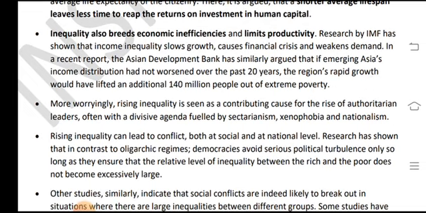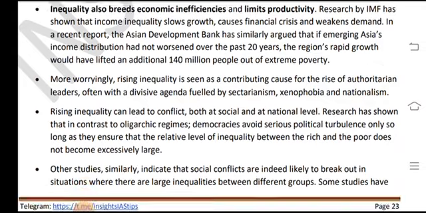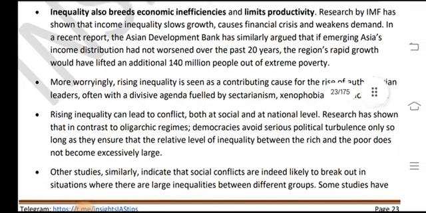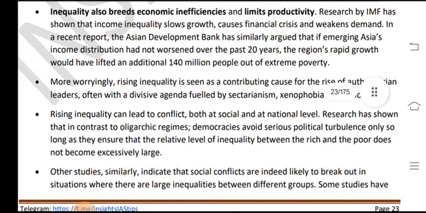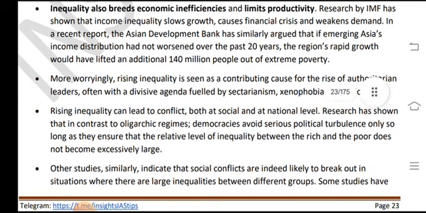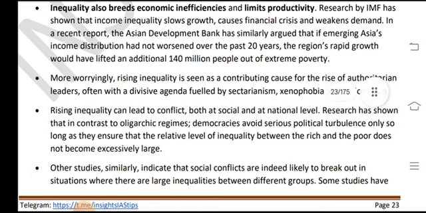Inequality also breeds economic inefficiency and limits productivity. Research by the IMF has shown that income inequality slows growth, causes financial crises and weakens demand. In a recent report, the Asian Development Bank has similarly argued that emerging Asia's income distribution has not improved, and has worsened over the past 20 years.